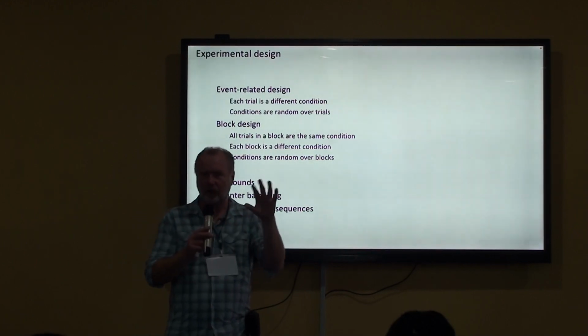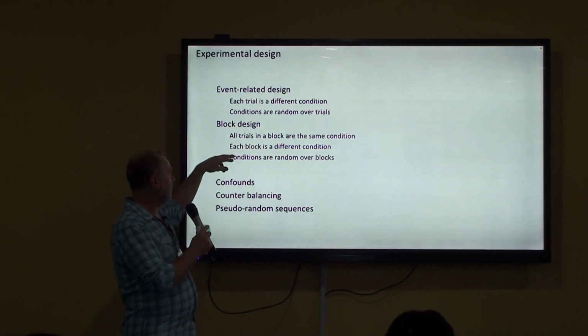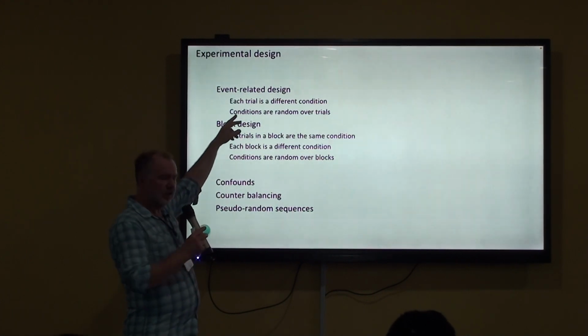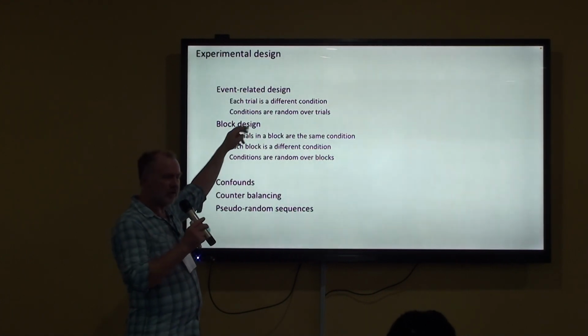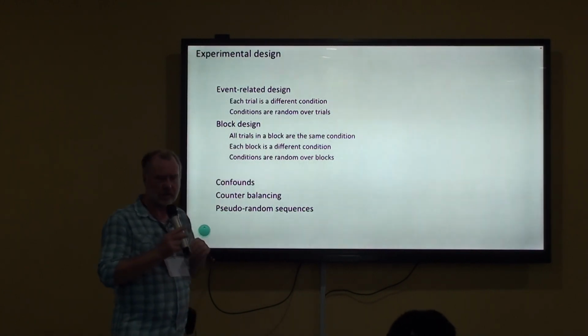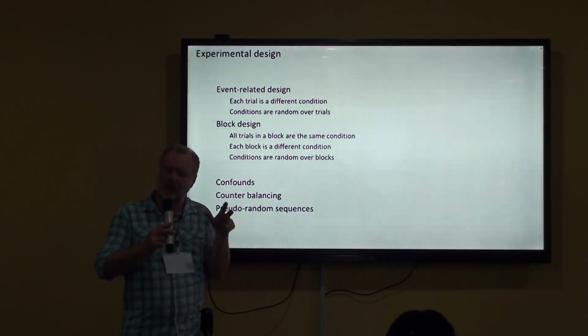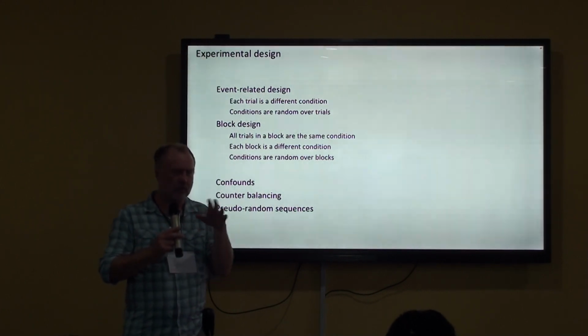So there's a number of things that we do in our experimental design. We randomize trials in an event-related task. We randomize between blocks, and we counterbalance. And then in the randomization, we make sure that we have a nice randomization, not a totally random one.